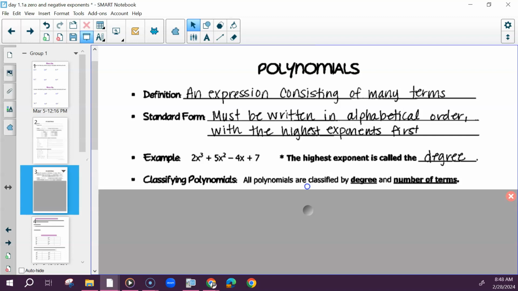So when we talk about polynomials, we're talking about two different things. One is like this umbrella term for everything underneath it, and then one is going to be a specific definition. We'll talk about that in a moment. But for the umbrella term, it's an expression consisting of many terms. And when we talk about polynomials, we're going to write it in a specific order, in ABC order, with the highest exponent first. But something about that is a little weird, so we'll do some of those examples. When we write them with the highest exponent, that is called the degree. So we're going to be classifying polynomials by the degree, the highest exponent, and number of terms. And your job is going to be to keep those straight.